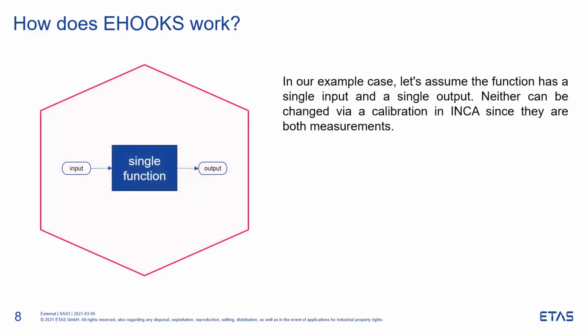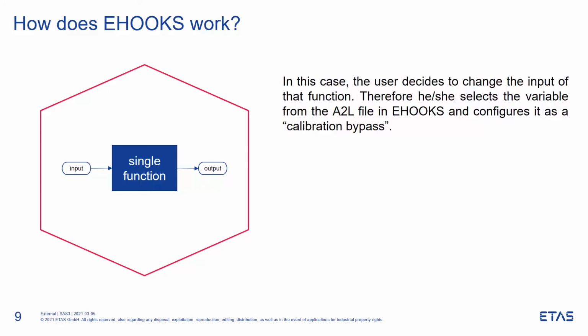In our example case, let's assume the function has a single input and a single output. Neither can be changed via calibration in Inca since they are both measurements. In this case, the user decides to change the input of that function. Therefore, he or she selects the variable from the A2L file in EHOOKS and configures it as a calibration bypass.